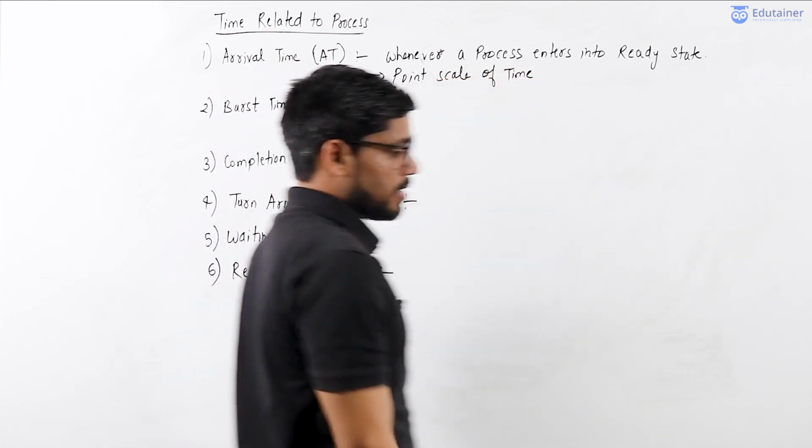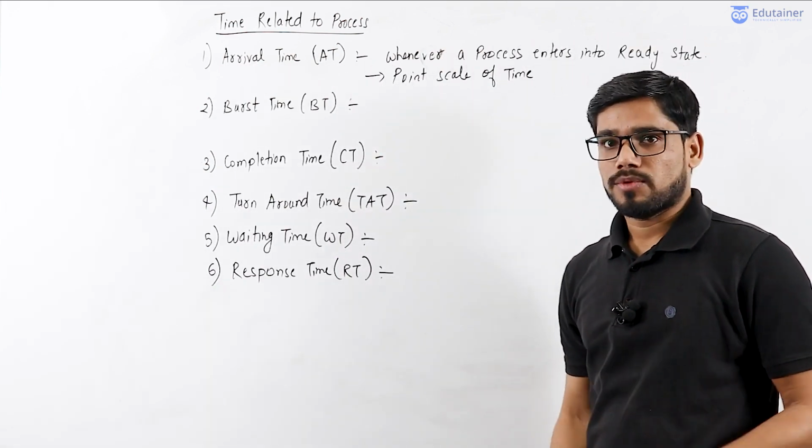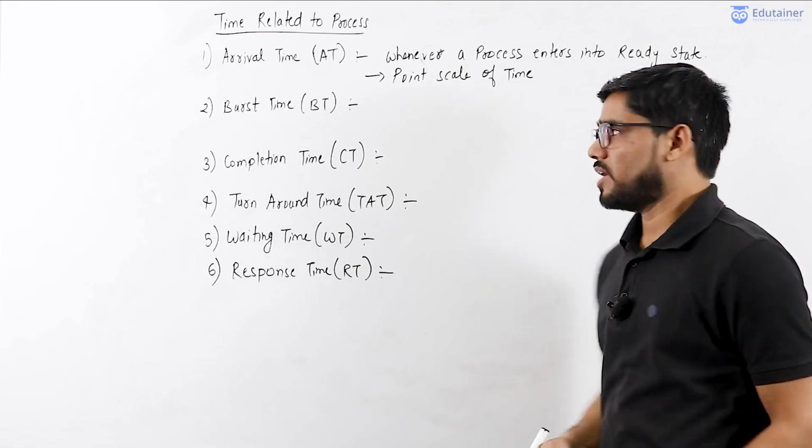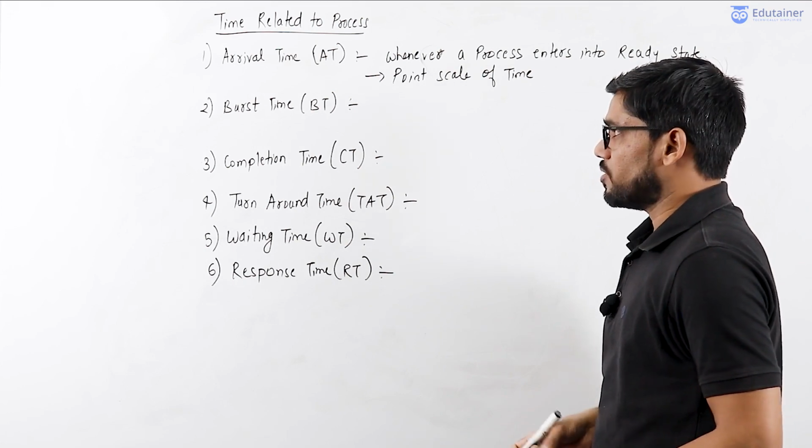So let's say a process arrives at 10:30 am or a process arrives at 10:20 am. So this is the exact time. That means arrival time is a point scale of time. The second one is burst time.